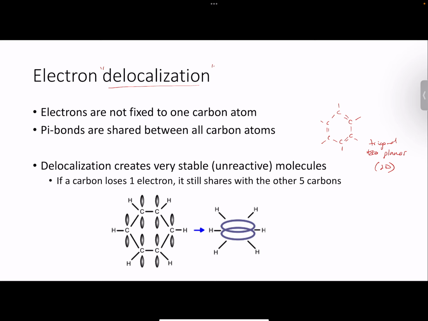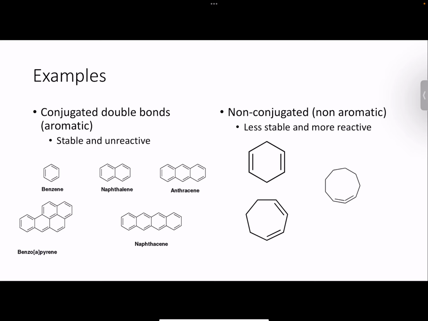It's so stabilizing that these benzene molecules are considered unreactive. So even if we take an electron away, it'll balance out the charge from the other five. Instead of becoming -1, it will lose one of the electrons and it will become -5/6 instead. So you can see that it's much lower than that charge. Okay, so that stabilization helps make it unreactive, and we'll notice that when we get to the reactions.